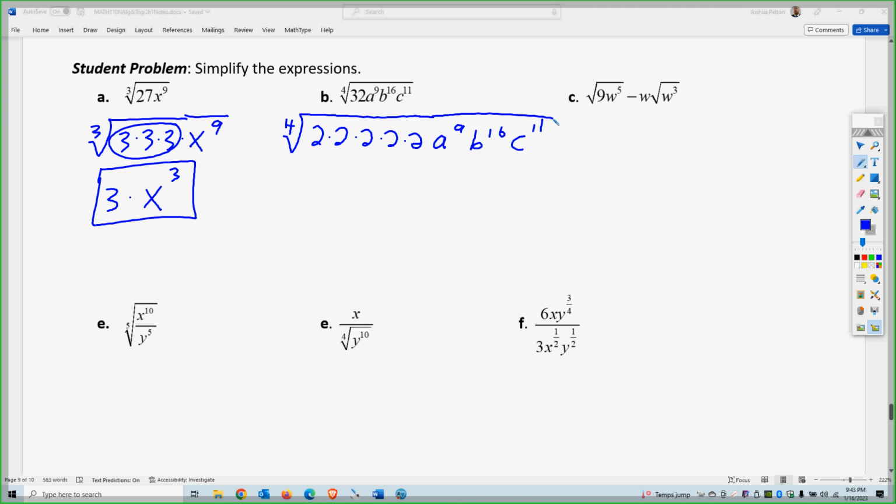Okay, so I have 4 2's. Okay, and then we'll put a radical symbol. Hopefully I left enough room. Okay, so there's a 2 left over in there. We took out one group of 4.